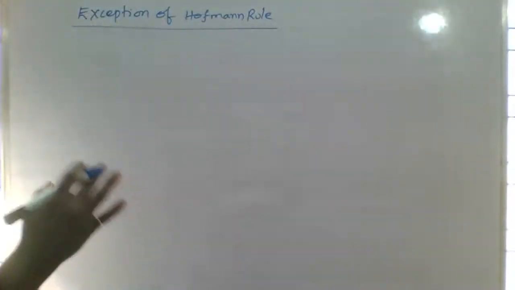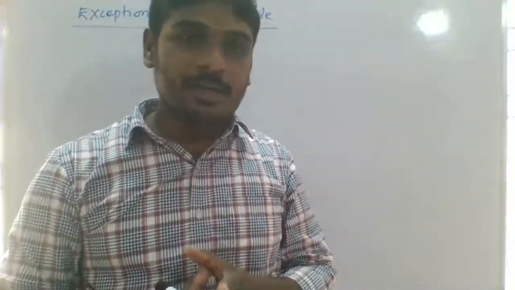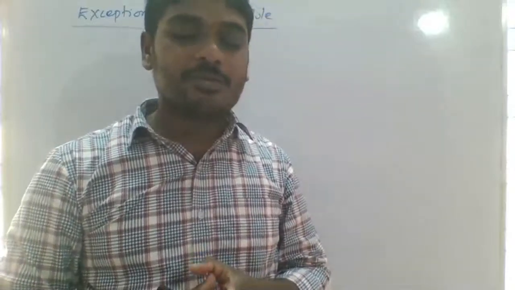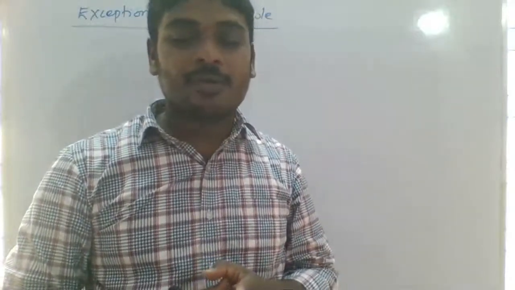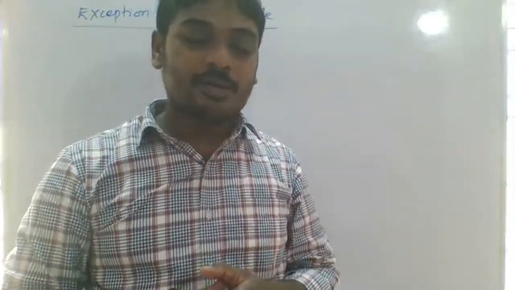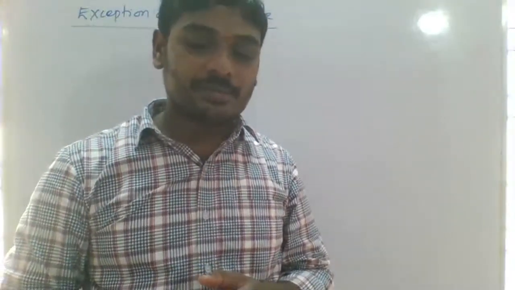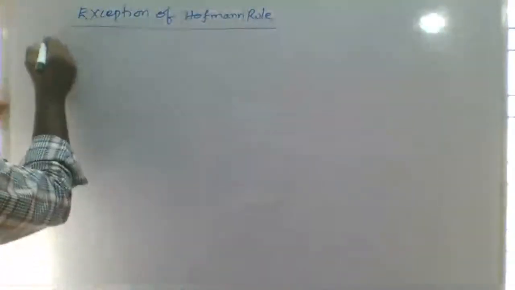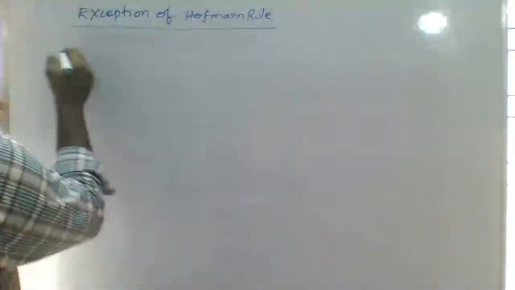So when electron withdrawing groups, like cyanide, carbonyl, carboxylic acid, ester, amide, and phenyl, etc., are present at the beta carbon atom with the hydrogen, then the hydrogen becomes more acidic. Therefore, hence Saytzeff product is major and Hoffman product is a minor. So that is an exception for this one.